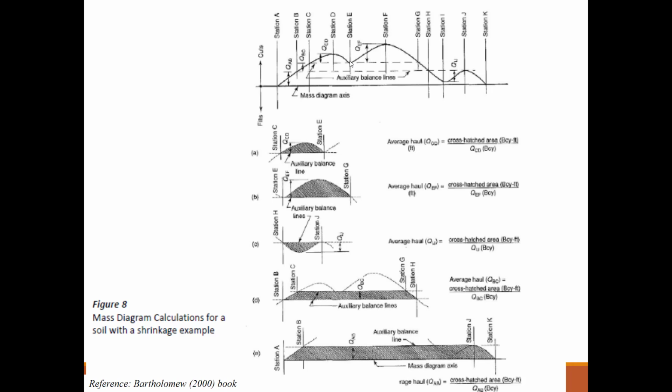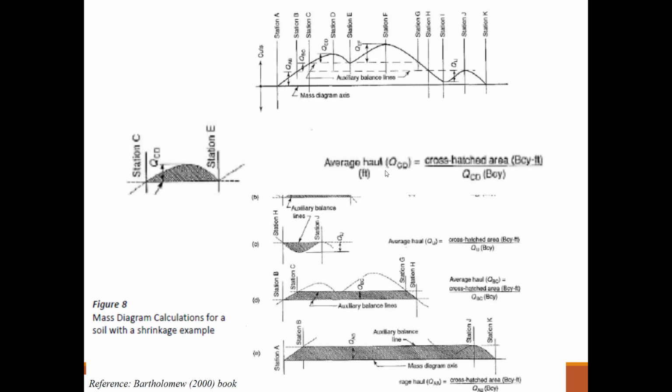So if I would like to figure out what the average distance would be from station D to E, then what I would do is divide the area underneath the curve, which is really the area encompassed by QCD, divided by QCD, which is the quantity. So let's zoom in a little bit. The average haul is going to be the cross-hatched area, which is determined in bank cubic yard feet, divided by bank cubic yard.